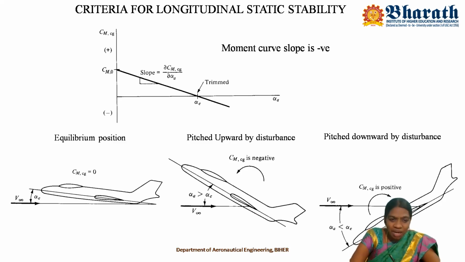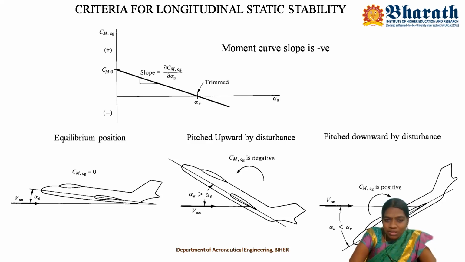So the first aircraft is in equilibrium condition. Since it is flying in equilibrium condition, the angle of attack mentioned is alpha E, which is the trimmed angle of attack. At the trimmed angle of attack, the aircraft manages to move in the equilibrium condition. That's the reason why CMCG is zero. And let us consider that, because of some disturbance, the aircraft is pitched upwards. When it is pitched upwards, it means the absolute angle of attack is greater than the trimmed angle of attack.